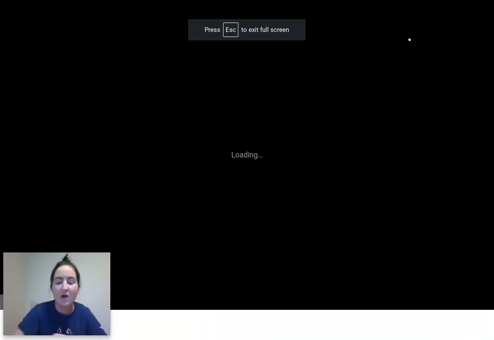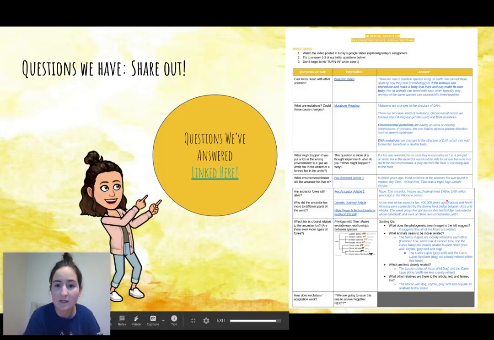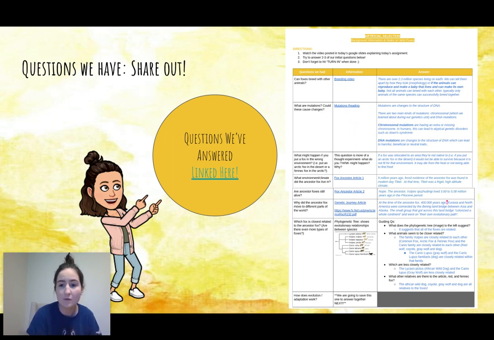Okay, so next question. So you could take a look at some of these questions on the answer key. What might happen if you put a fox in the wrong environment? If a fox was relocated to the wrong environment, it might not survive because it doesn't have the traits fit for that environment. It might die from the heat or not being able to find food or something like that.